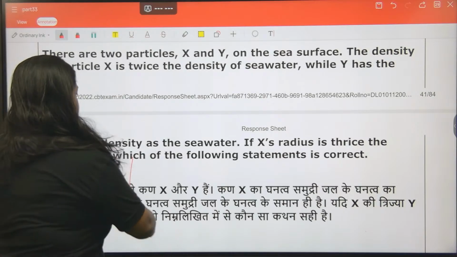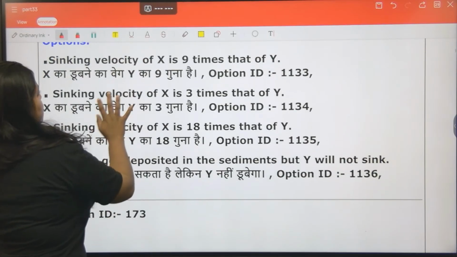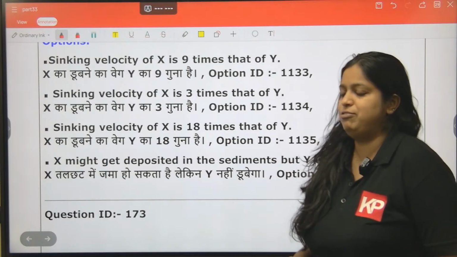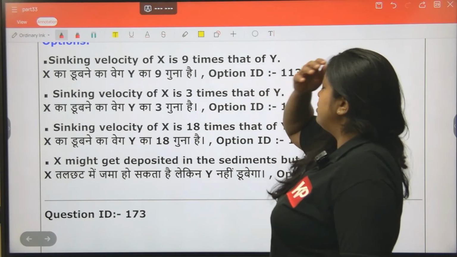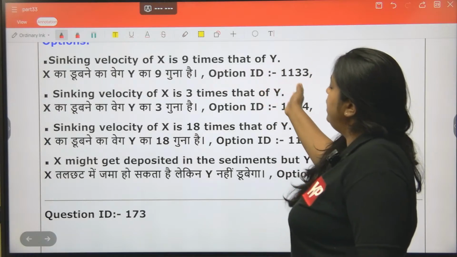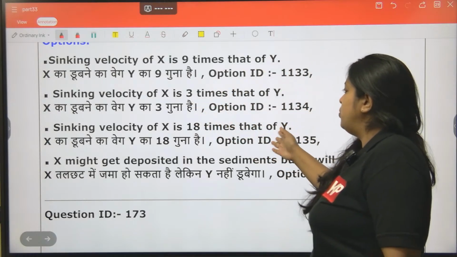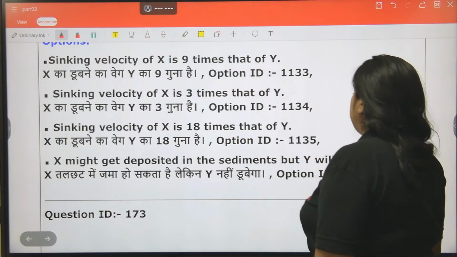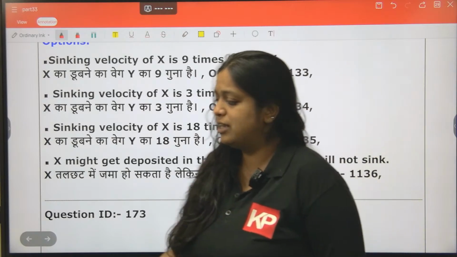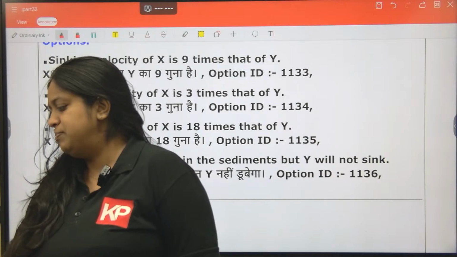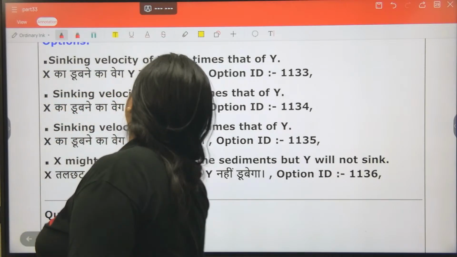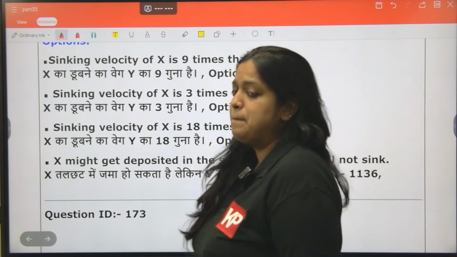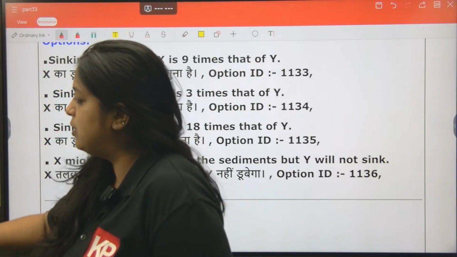This is the question, and the options are: first option, sinking velocity of X is 9 times that of Y. Sinking velocity is the same as settling velocity. Sinking velocity of X is 3 times that of Y. Sinking velocity of X is 18 times that of Y. X might get deposited in the sediment, but Y will not sink. These are the different options. Anybody? Can you guys answer?